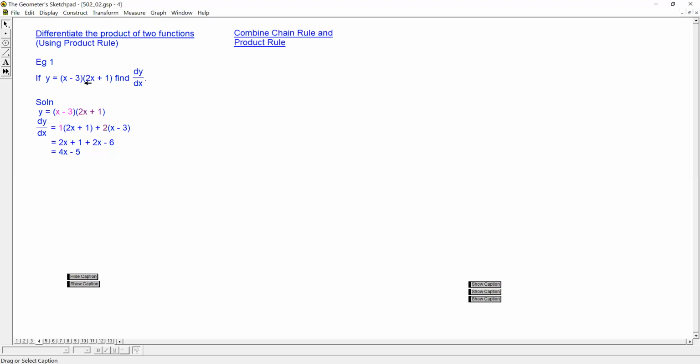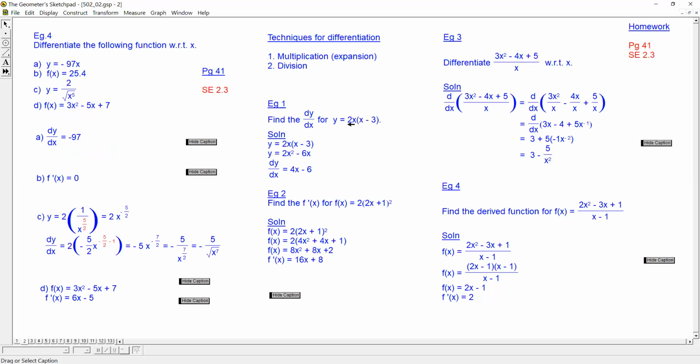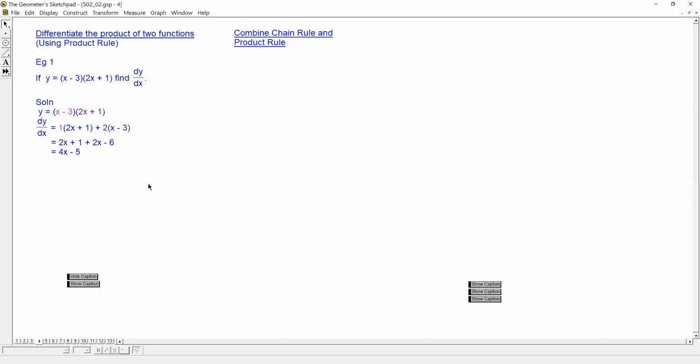The easiest way would be to expand the bracket, right? Expand until you have term by term like this, then you differentiate. But over here, I'm not going to use that method. I'm going to use a more difficult method. But in the exam, if you see simple questions like this, it is better for you to expand. But today, I don't want to expand.